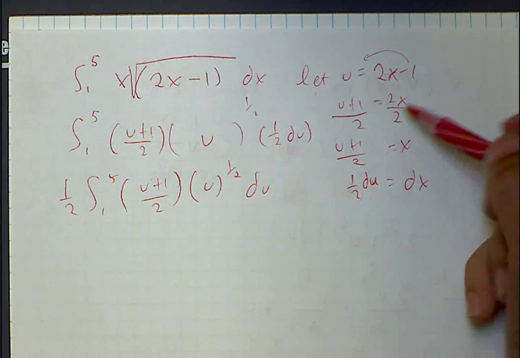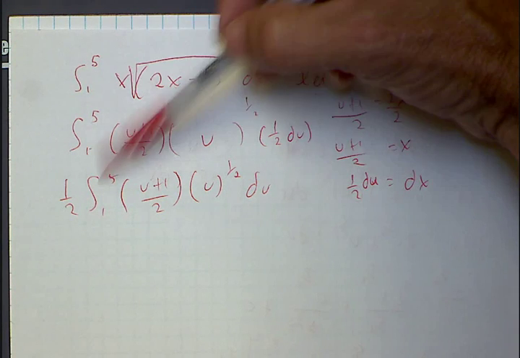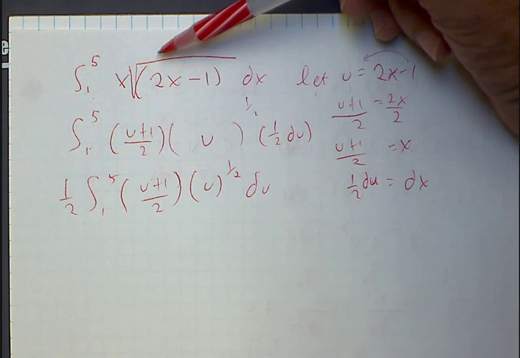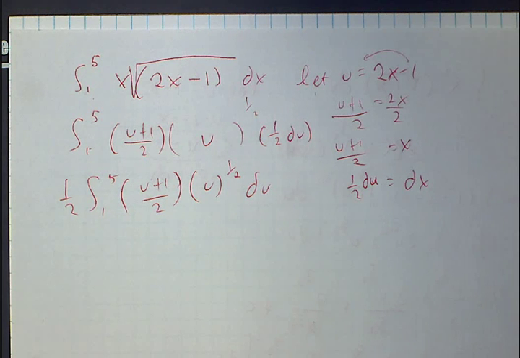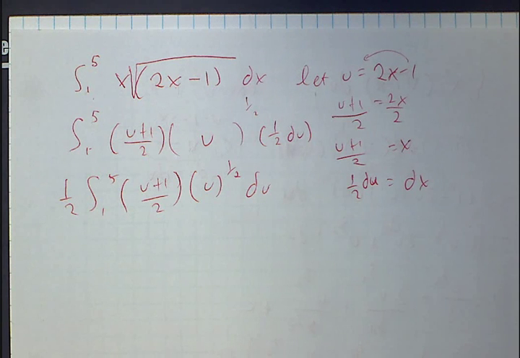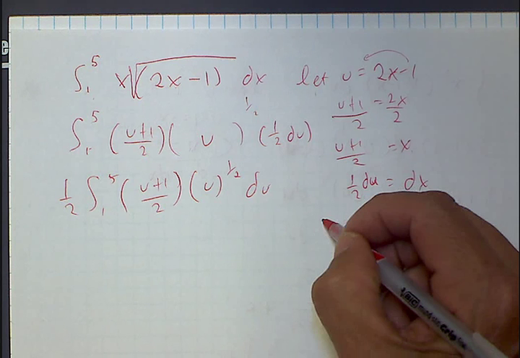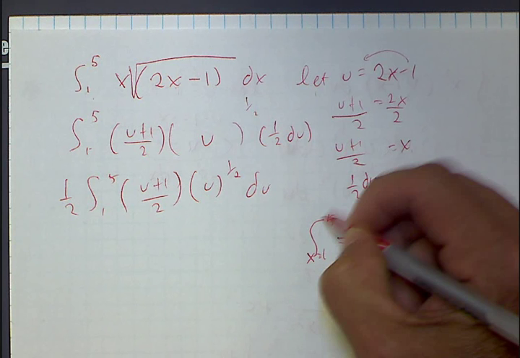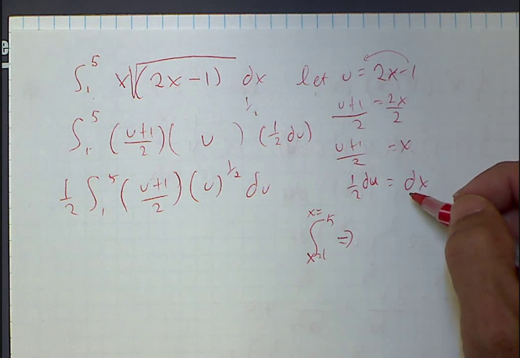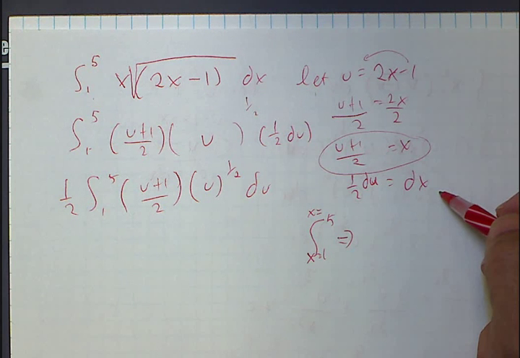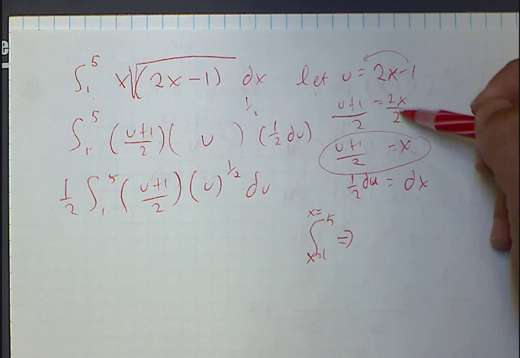Before I do, I also have to change my bounds, because these bounds currently are with respect to x, but all of my x's are gone now. They've all been changed to u's. So what I need to do is come over here and solve for u. The original bounds were 1 to 5. Well, that's x equals 1 and x equals 5. So what I want to do is go to this equation right here and solve for u. I could use either one of these actually. Probably easier to use this one.